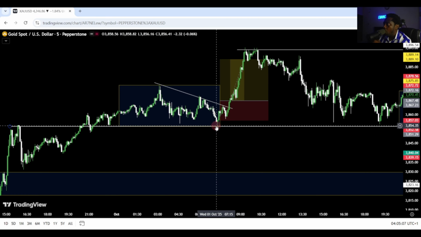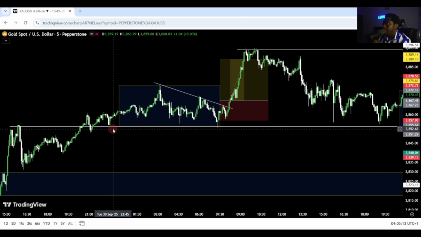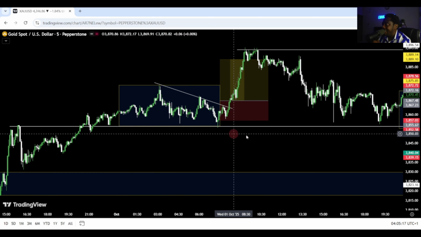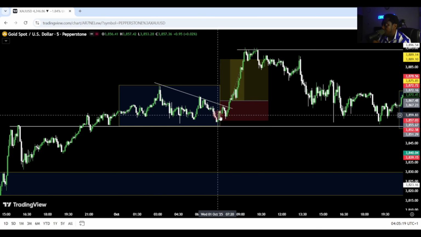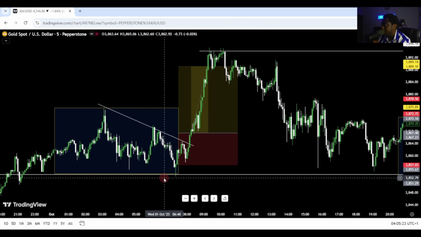But if the low is resting on any valid POI, which is either the breaker block, an order block, or a fair value gap, and you see an internal shift of structure, something like this. Let me zoom in a little bit so you can see.